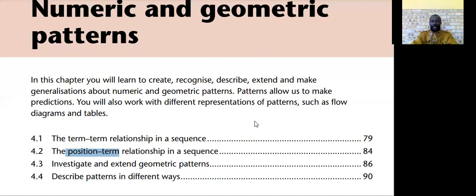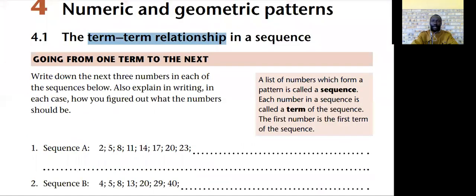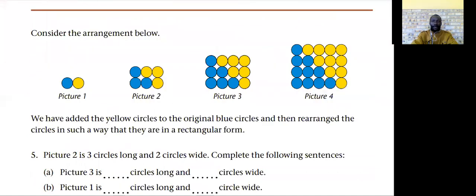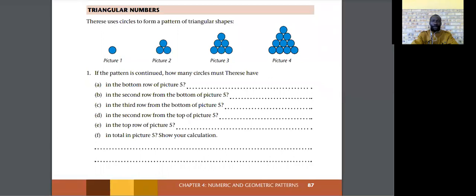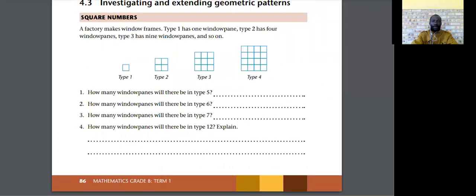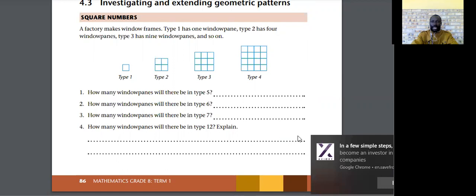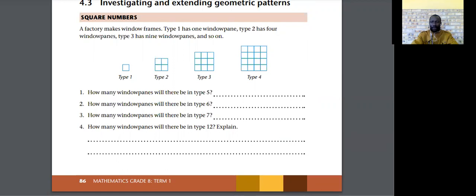And the investigative question for the double lesson is broken down into 2. The first activity of the investigative lesson is, yes, this one here. You will be investigating and extending geometric patterns on square numbers, okay? So your first investigation is going to be on square numbers. Well, what are you going to do here?